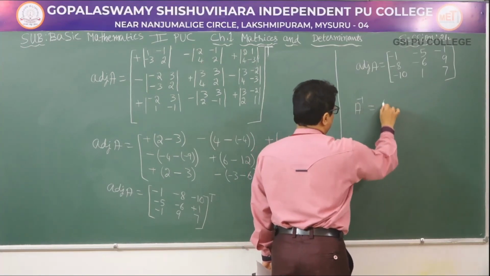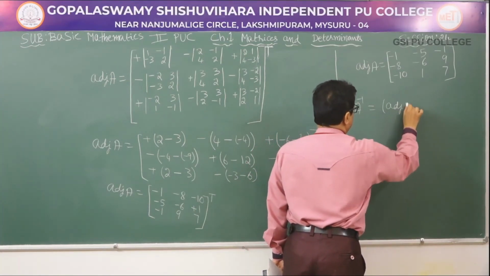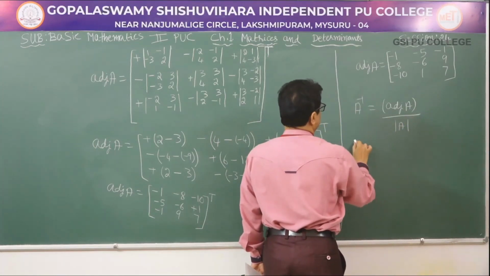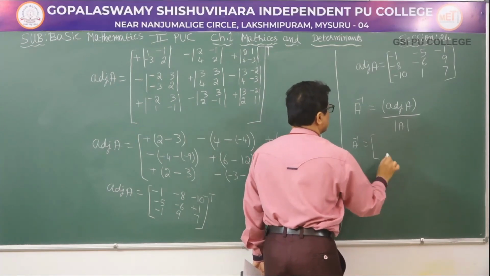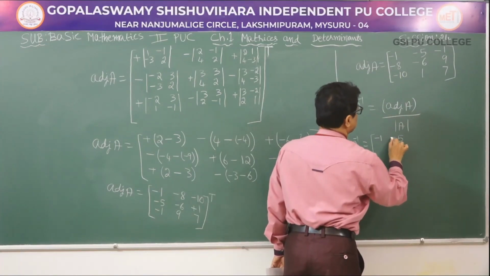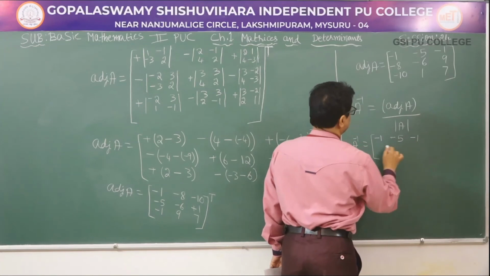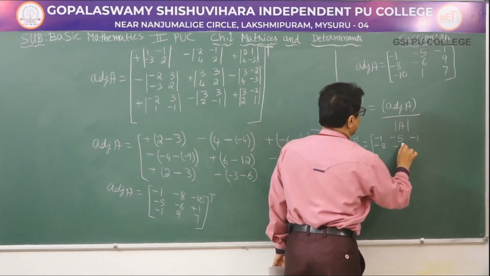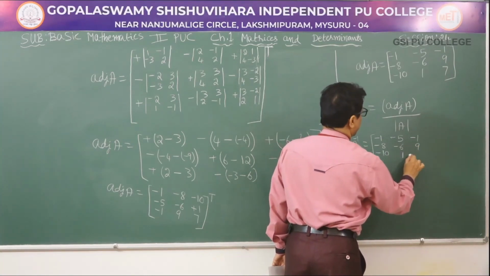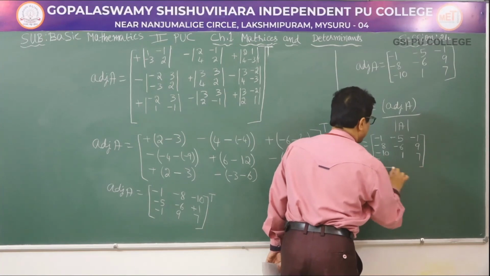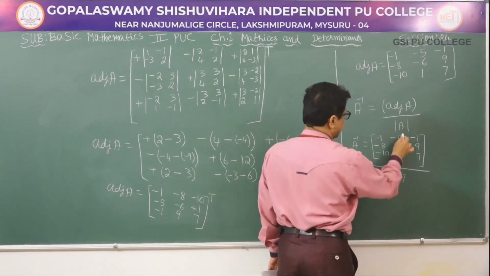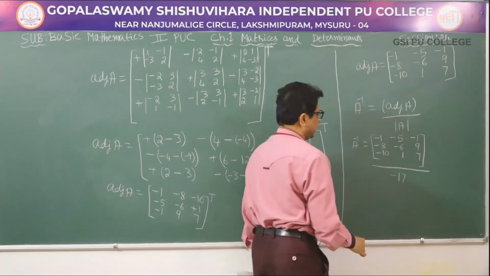A inverse is equal to adjoint A by determinant A. So that is A inverse is equal to, so adjoint A is minus 1, minus 5, minus 1, minus 8, minus 6, 9, minus 10, 1, 7 divided by determinant A. So determinant A value is minus 17.